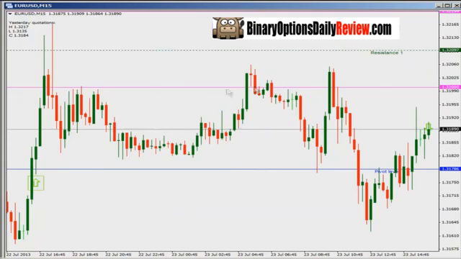You can see the climb above the 132 yesterday. Kind of consolidated just below it. Tested it again, fell off. Tested it again, fell off harder. Extended move, pretty extended through the pivot. Now we're climbing back up.